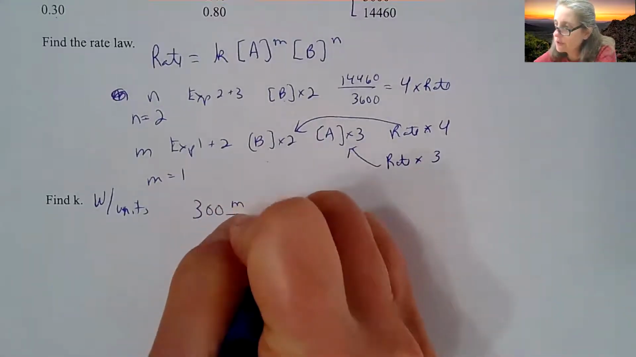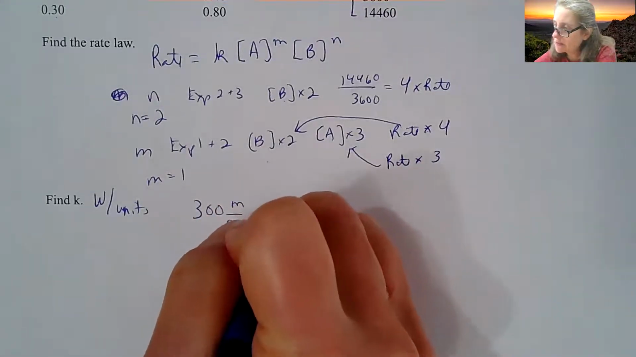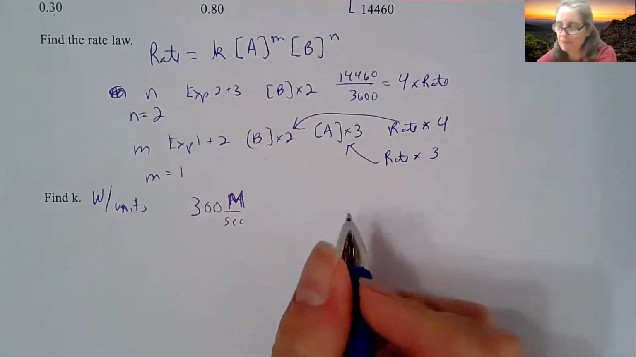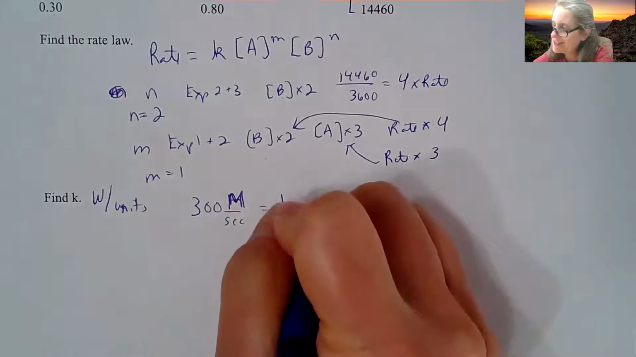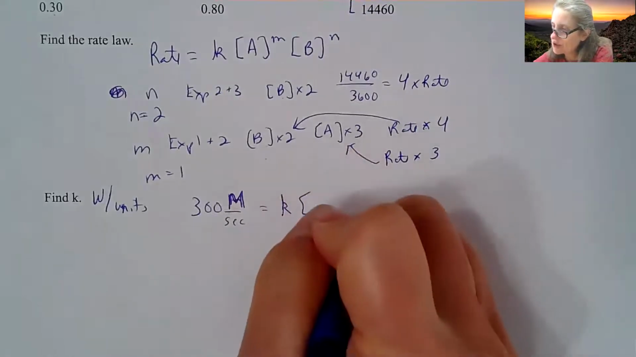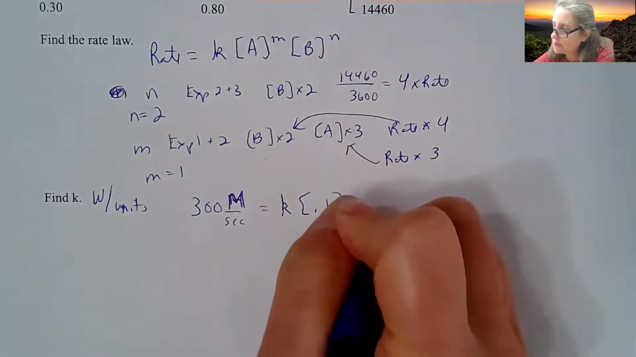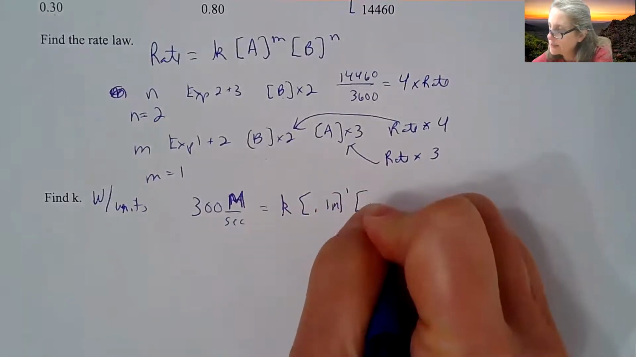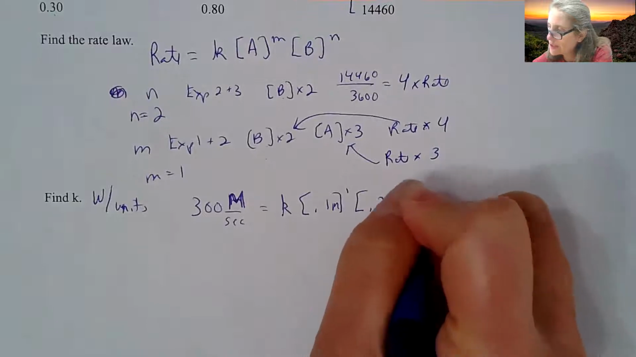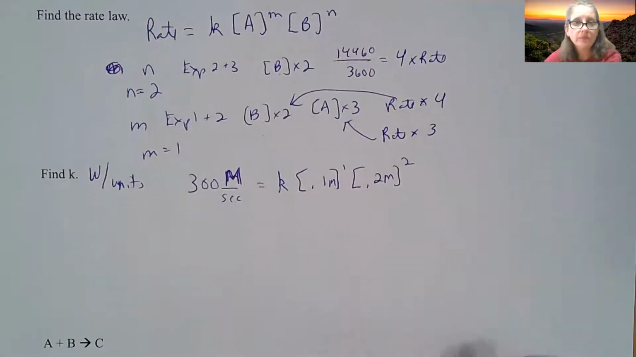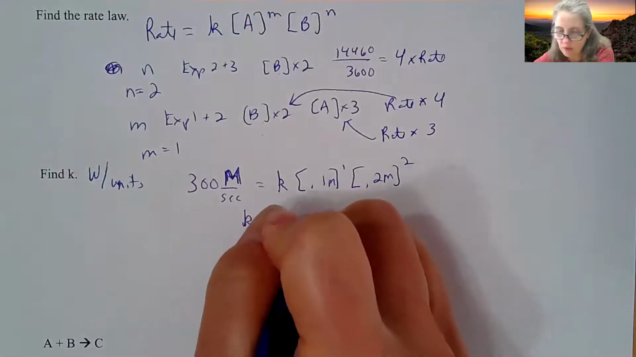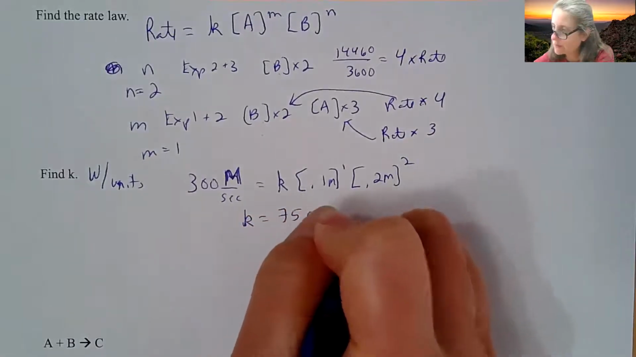So I have 300 molarity per second. I should make that a big M, that looks like meters per second, is equal to K. My concentration of A is 0.1 to the power of 1, that's molarity, and then this is 0.2 molarity to the power of 2. Again, the math is never the issue. K is equal to about 75,000.